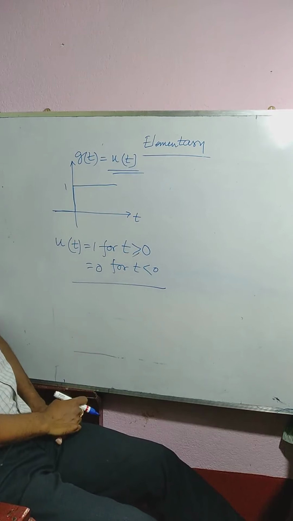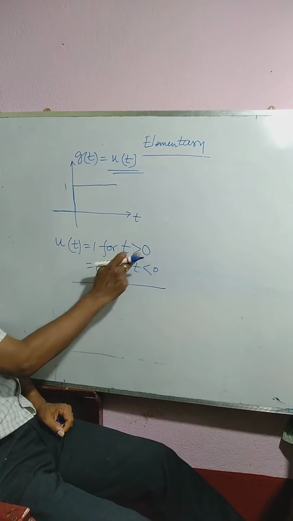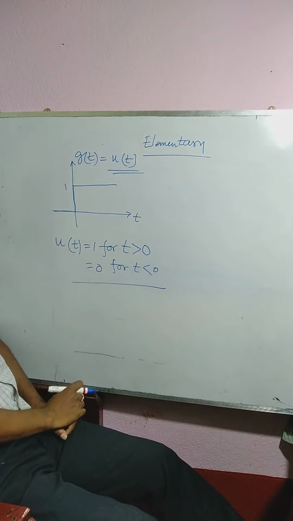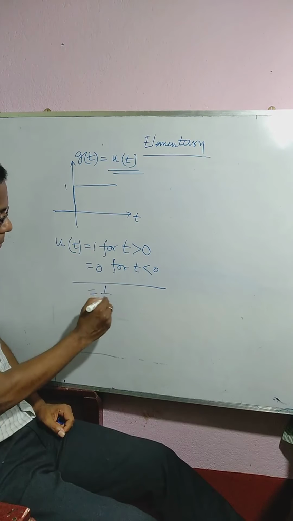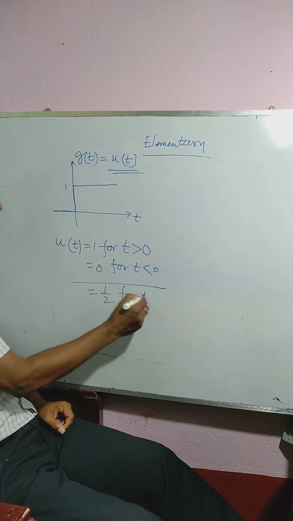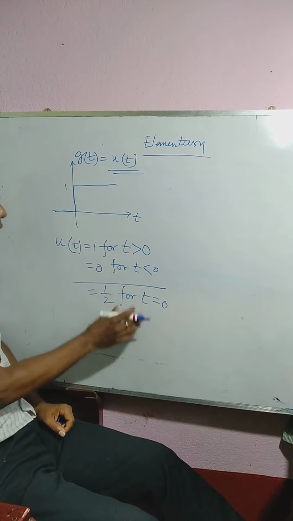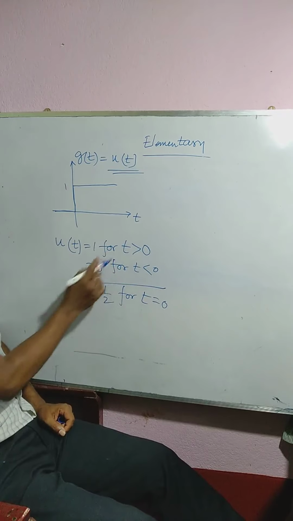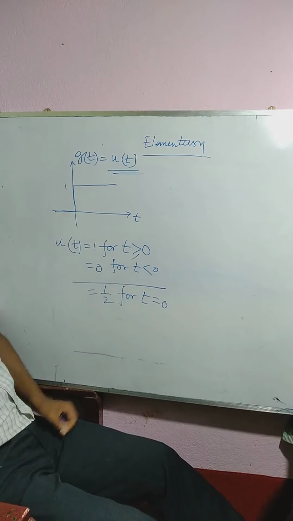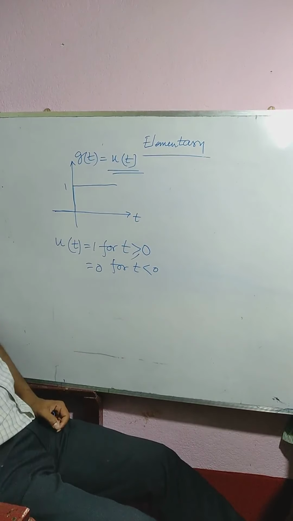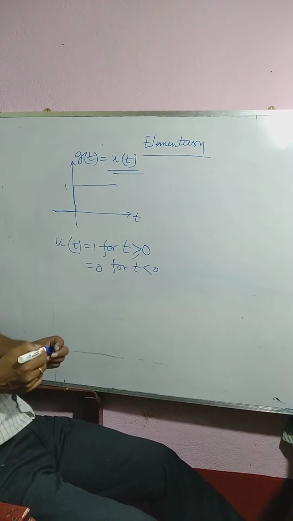Some books do some averaging and say that u(t) is 1 for t greater than 0, u(t) is 0 for t less than 0, and equals half for t equals 0. However, mostly this convention, t greater than or equal to 0 with the value 1, is used.